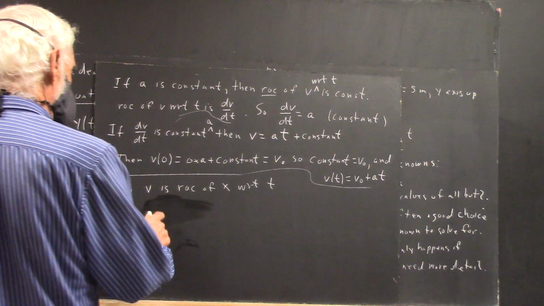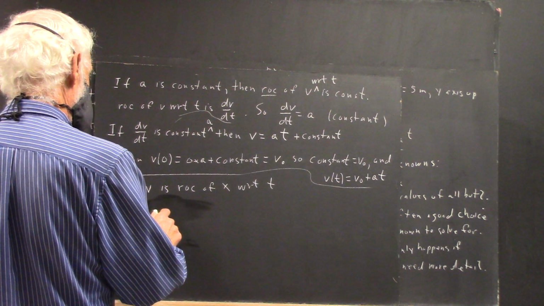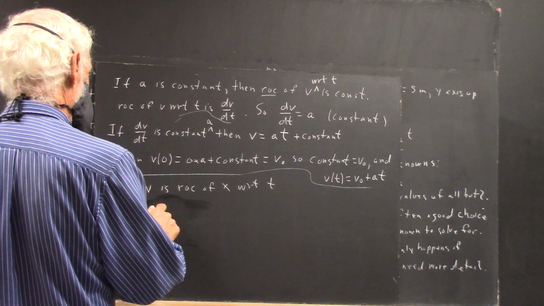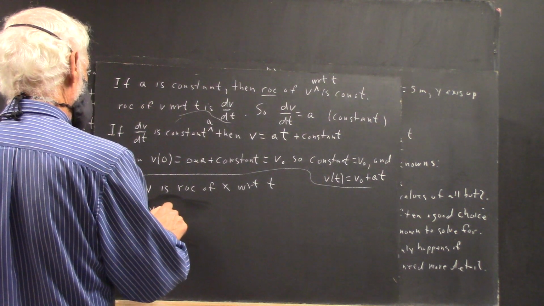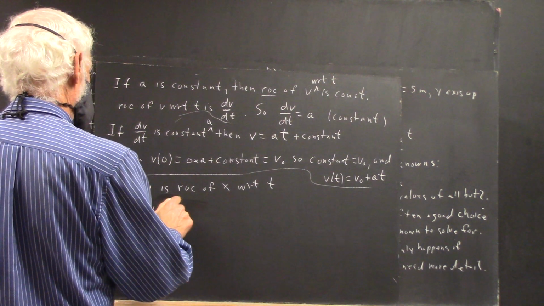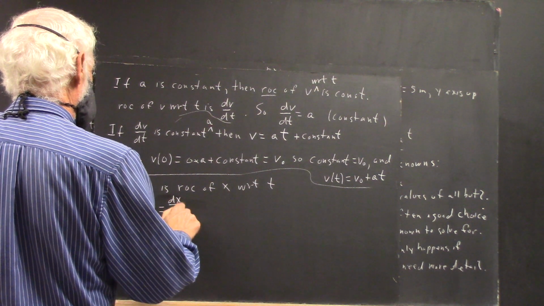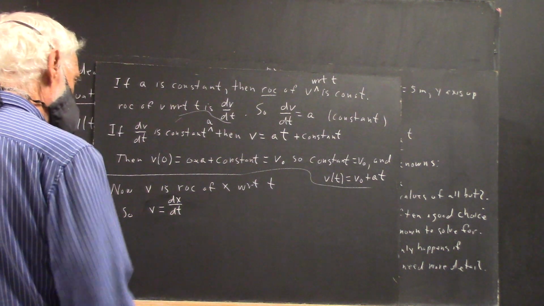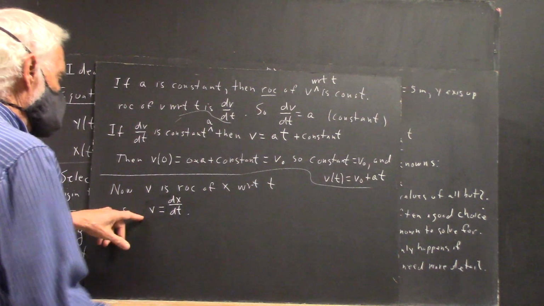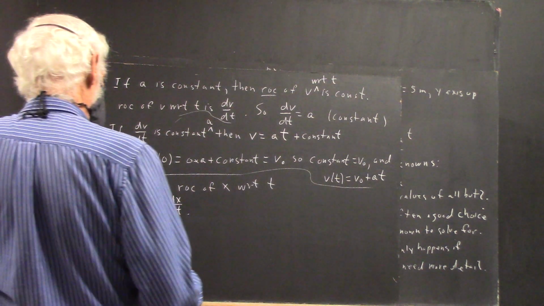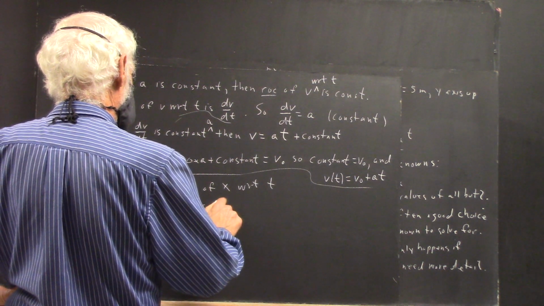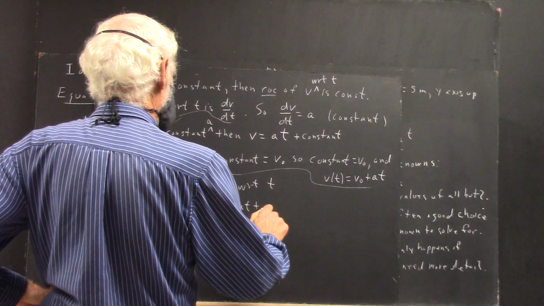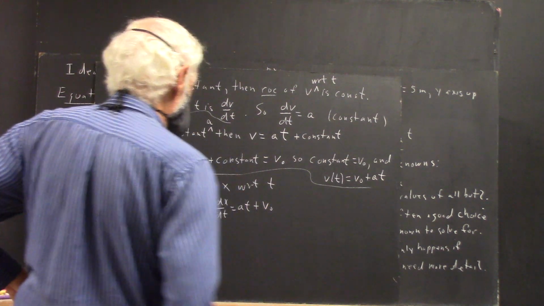Okay. So, actually, did I say that right? Yeah, I did. I don't know if I said that right or not. Anyhow, v is dx dt. I think I wrote that down wrong. If not, I just looked at it wrong. Okay, v is dx dt. So dx dt equals at plus v naught.